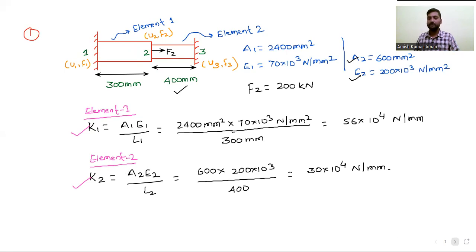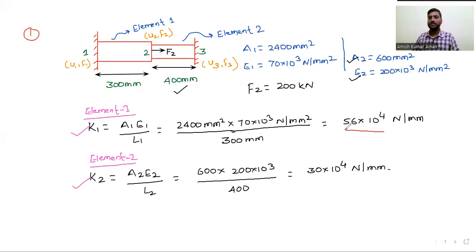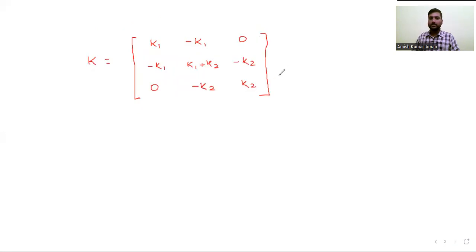Same we will do here. If we put these values, what is your K1 value? 56 into 10 to the power 4. What is your K2 value? 30 into 10 to the power 4. Here you can see there is a common term, 10 to the power 4. So can we take this 10 to the power 4 outside? Obviously we can. So let us take 10 to the power 4 outside, then see what we get.